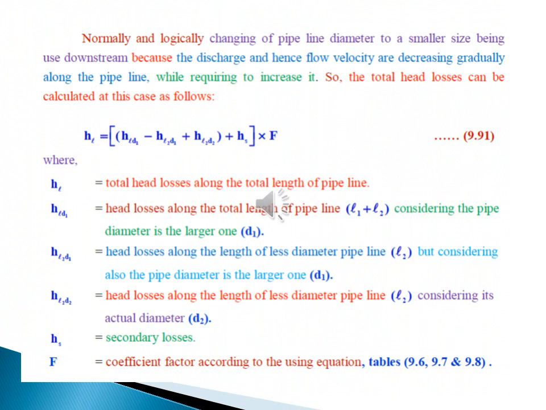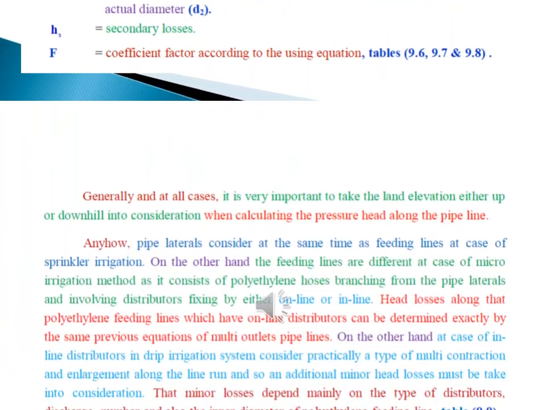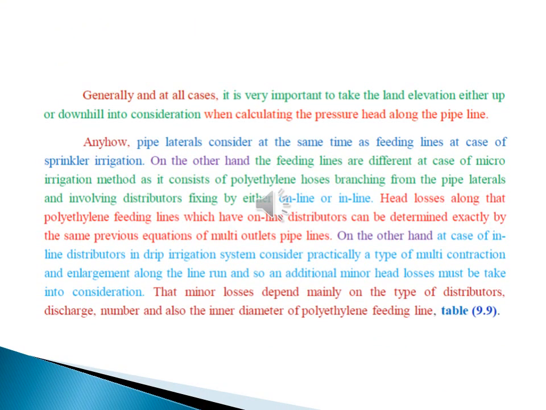Normally, and logically also, the pipeline diameter is changed to a smaller size downstream because the discharge, and hence the flow velocity, are decreasing gradually along the pipeline, while we require to increase it. So the total head losses can be calculated as shown in the enclosed equation. Generally, and in all cases, it is very important to take the land elevation, either uphill or downhill, into consideration when calculating the pressure head along the pipeline.